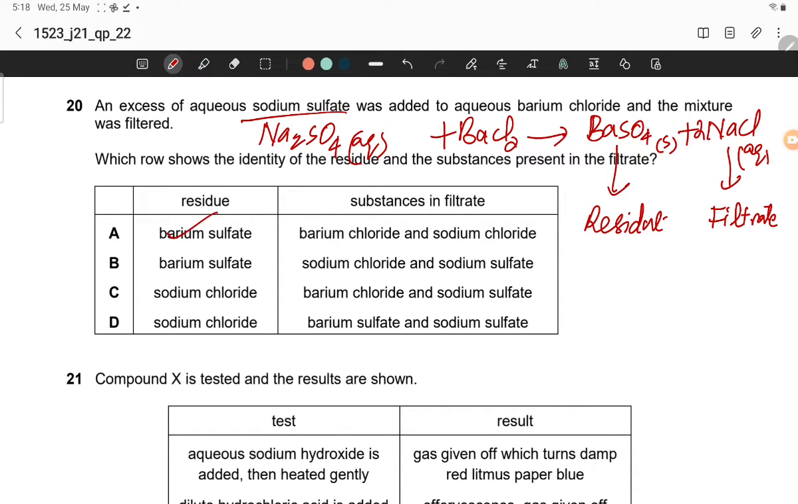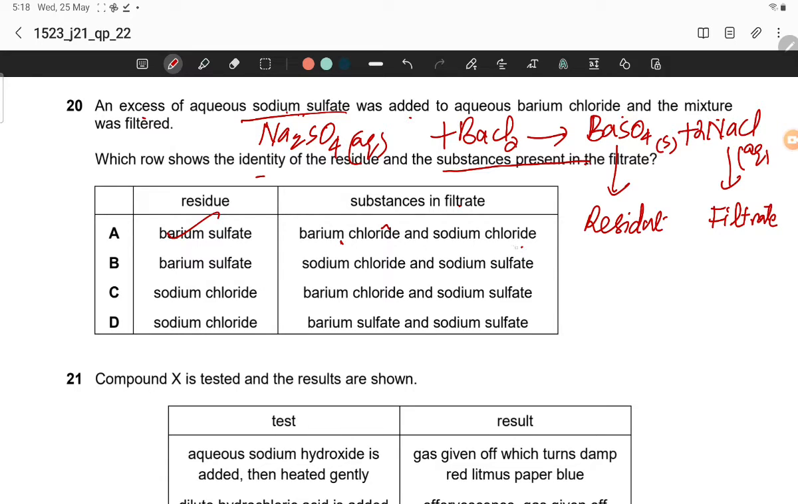Residue is barium sulfate, and the filtrate has sodium chloride and barium chloride. Substance in the residue and substance present in the filtrate: excess was added to aqueous barium chloride and the mixture was filtered. So there is a little amount of barium chloride as well, if sodium sulfate was in excess.